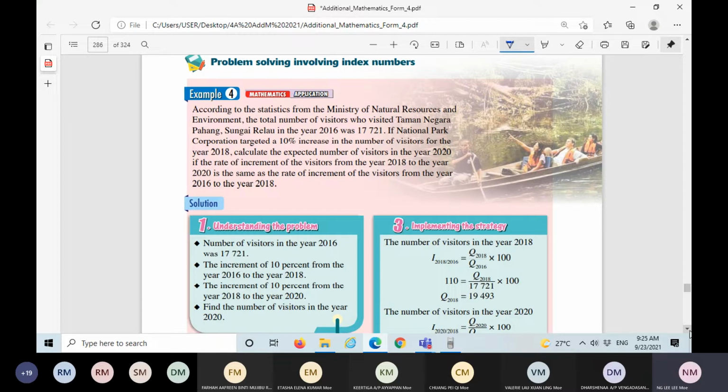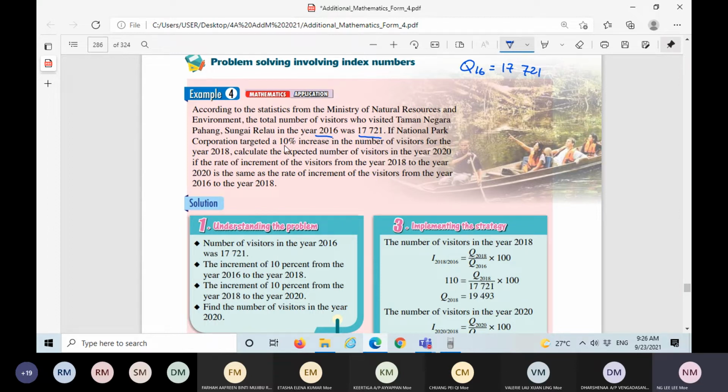This is about the number of visitors who visited Taman Negara Pahang. For the year 2016, this is the number. So when you read out the text, you can start to write out. This one is the number, meaning this is a Q. Year 16, so you can label it as 16. This is 17721. So this is the first information you have.